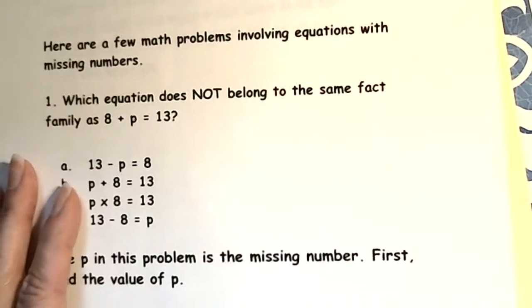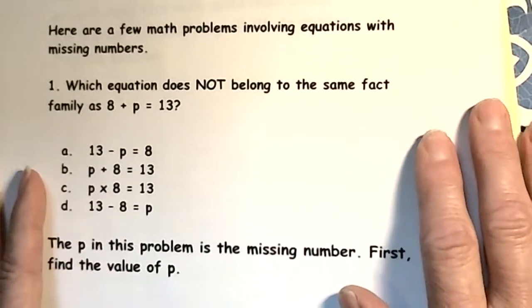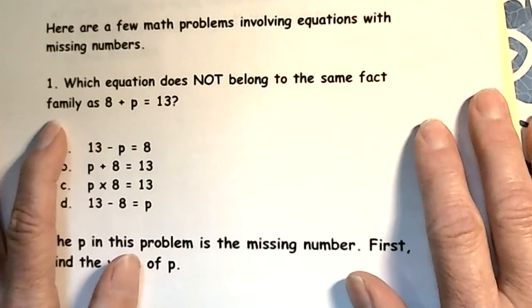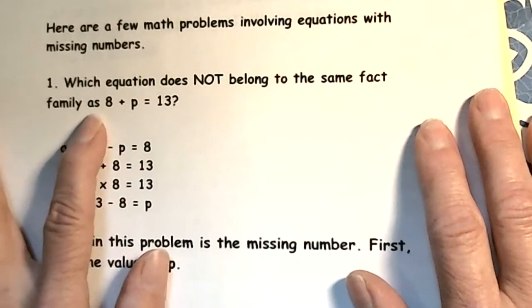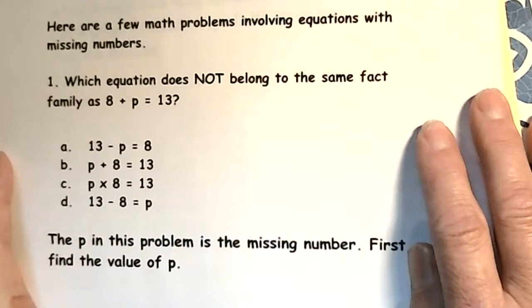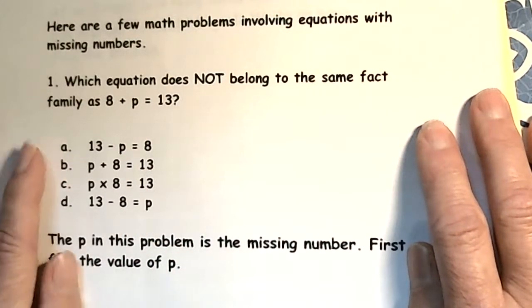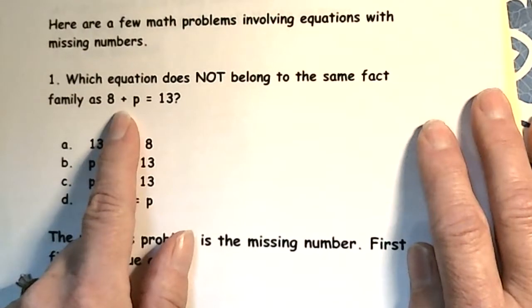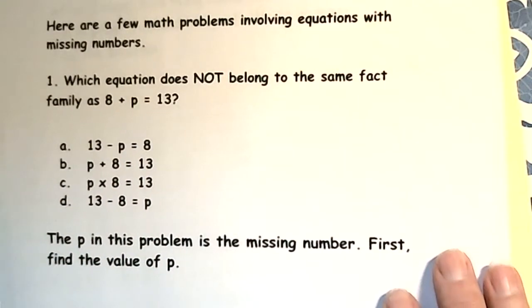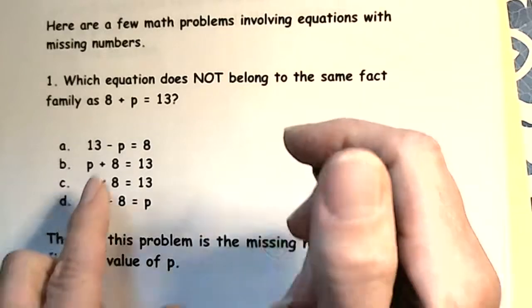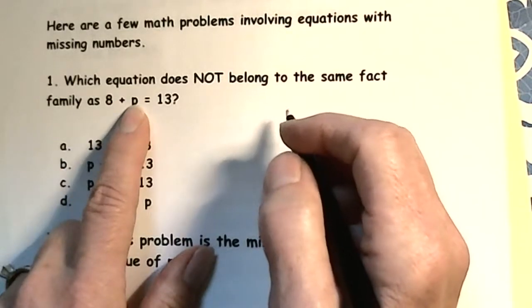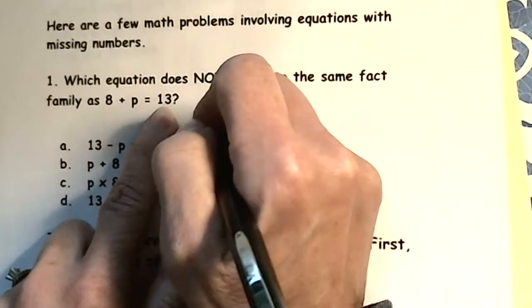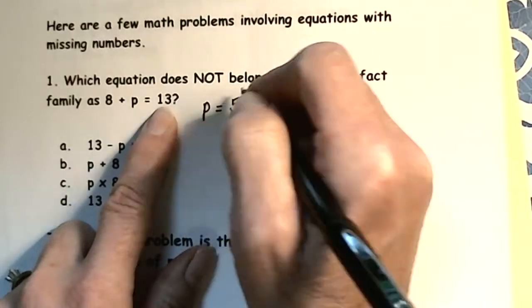So we're going to do a few math problems involving equations with missing numbers. Here it says, which equation does not belong to the same fact family as 8 plus p equals 13? Well, first thing you need to do with this is figure out what that p stands for. The p in the problem is a missing number, so we're going to find what number, 8 plus what number equals 13. Well, 8 plus 5 equals 13, so p is equal to 5.